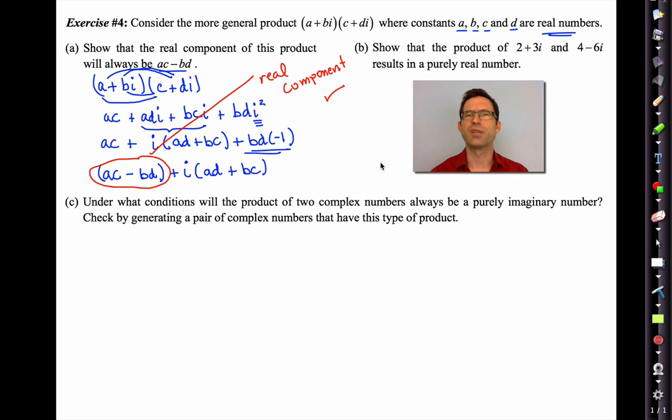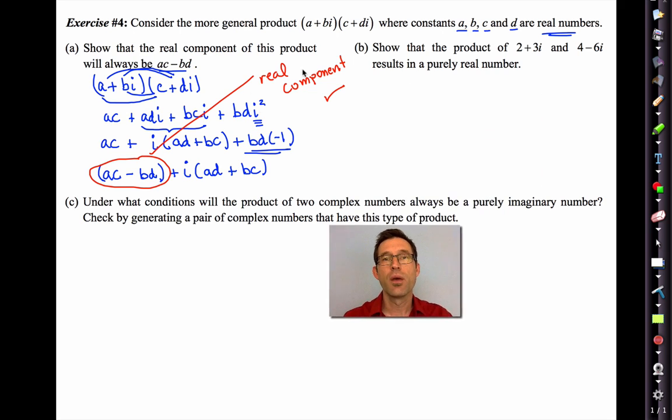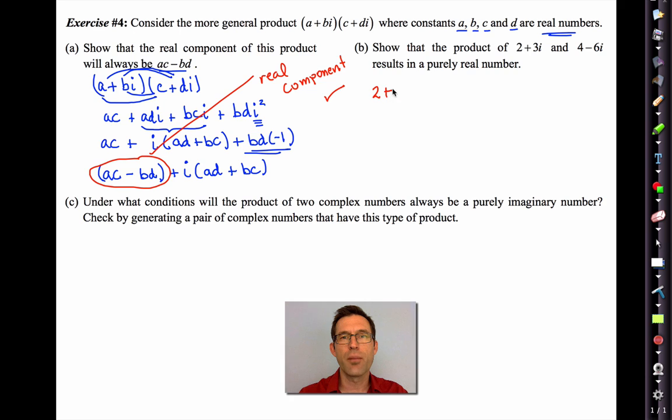Now letter B is interesting. It says show that the product of 2 plus 3i and 4 minus 6i results in a purely real number. Okay, well, try that. See what happens when you find their product. Okay, well, let's go through it. A purely real number. We'll stick in red here. 2 plus 3i times 4 minus 6i. I could have sworn there'd be an i component. Well, let's take a look.